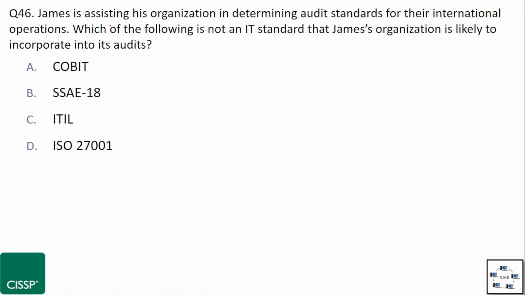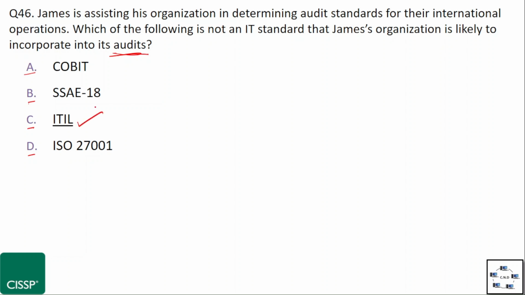Question number 46. James is assisting his organization in determining audit standards for their international operation. Which of the following is not an IT standard that James' organization is likely to incorporate into audits? So we are talking about audit standards, and the options are option A, COBIT, option B, SASAE-18, option C, ITIL, and option D, ISO 27001. So which one is not an audit standard?